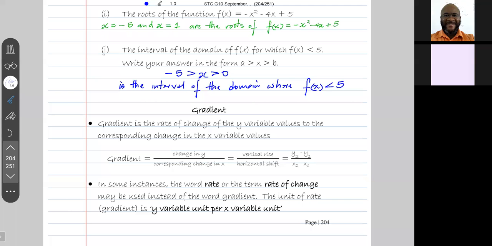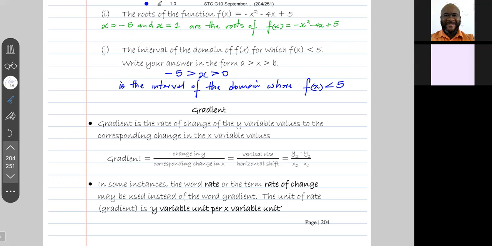All right, so the next thing we're going to look at is gradient. Here it is. Gradient is the rate of change of the y variable value to the corresponding change in the x variable value. So in other words, gradient is a change in y divided by the corresponding change in x. The change in y is called the vertical rise, and the corresponding change in x is called the horizontal shift.